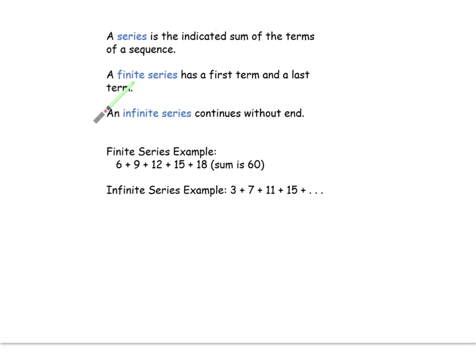So a finite series has a first term and a last term. Isn't that great effect? Okay, an infinite series continues without an end. So it goes on and on and on forever.